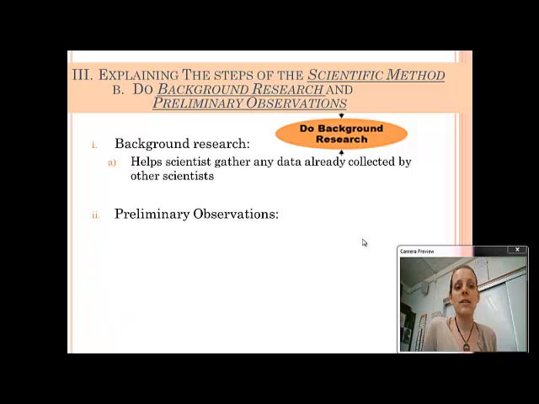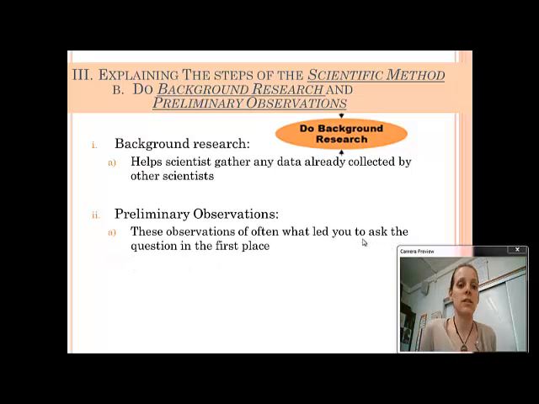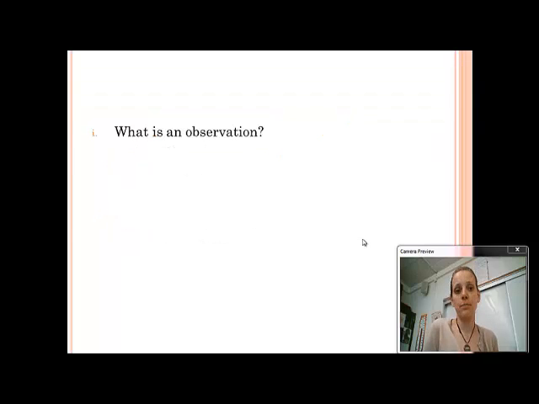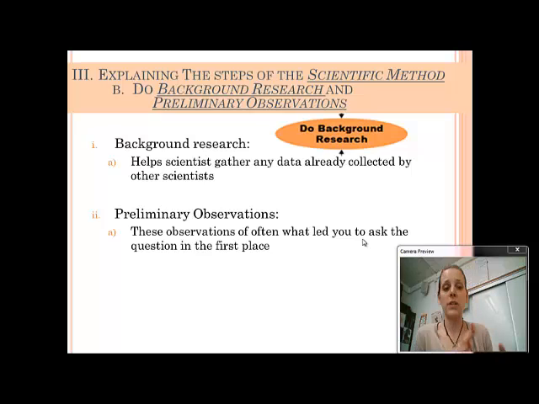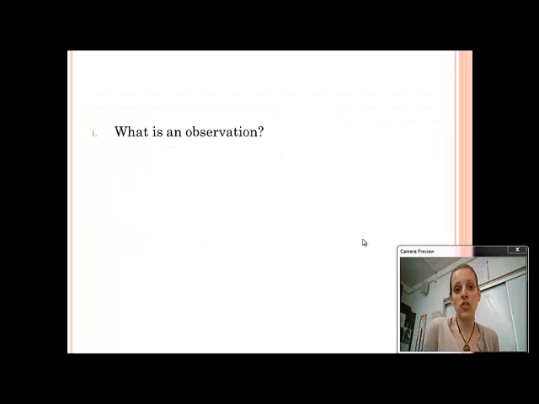What it does is it helps the scientist to come up with some preliminary observations. So these observations are often what lead a scientist to ask the questions in the first place. So before we talk about observations a little bit more, let me explain what the background research does. It allows a scientist to understand other experiments that have already been conducted, to know what the results of those experiments are, and to see what further experimentation needs to be conducted for that particular question. So what is an observation?